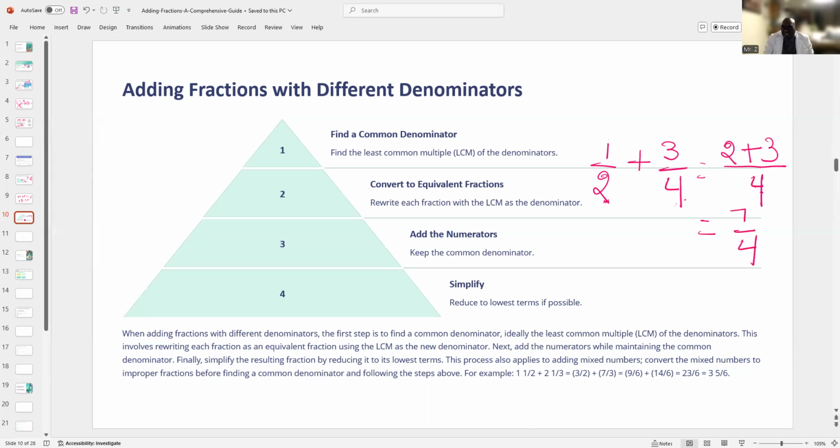What kind of fraction is this? This one here is an improper fraction. So we need to convert that to a mixed number. To convert that to a mixed number, you keep 4 on the bottom. How many times does 4 go into 5? Only 1 time, and the remainder is going to be 1. This is how you solve that one.